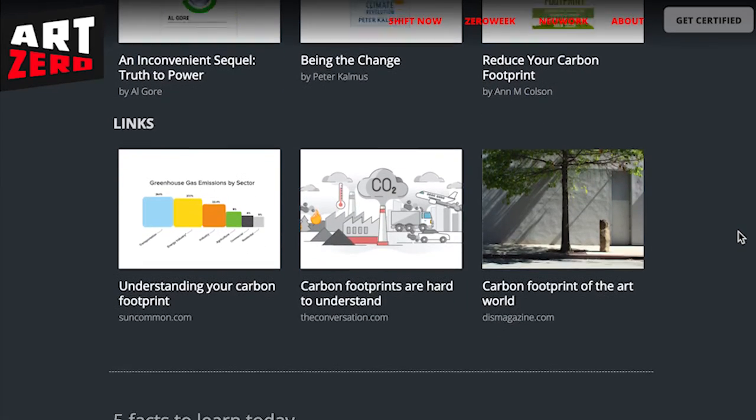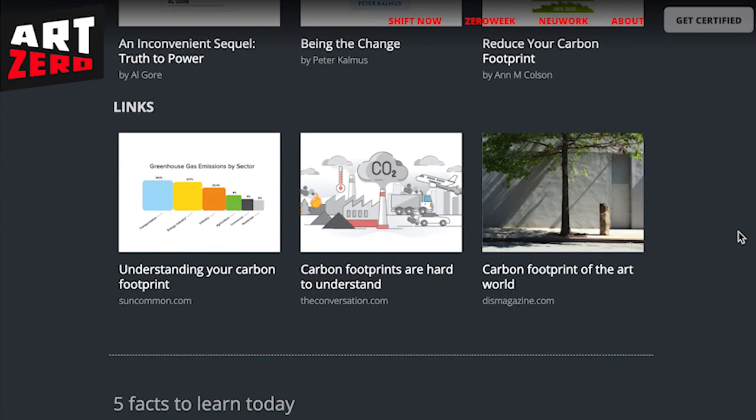Links. Okay, understanding your carbon footprint. This is really just a really good data graph of what greenhouse effects are doing, really helping you visualize the effects of that. Carbon footprints are hard to understand. They are. That's why we're doing this. This is why the whole world's doing this.